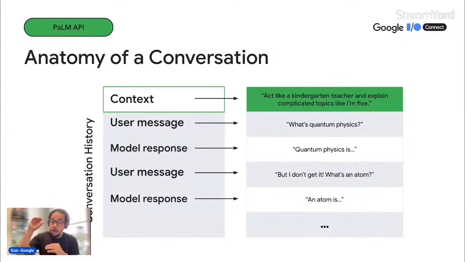So we have a context, which is: you are a machine learning developer relations person, and you like to talk about large language models. You're setting up the model to behave as someone or something, right? And then you give some back and forth conversation, and this is the conversation history. So we have context and a conversation history.